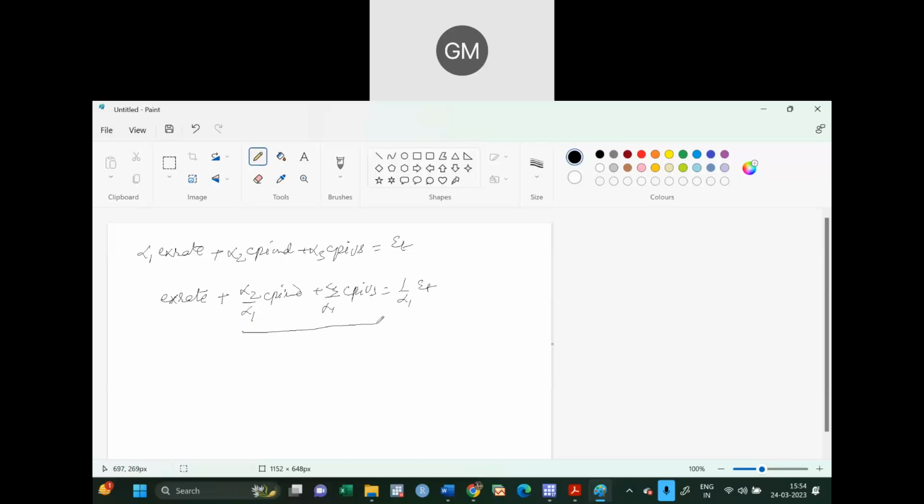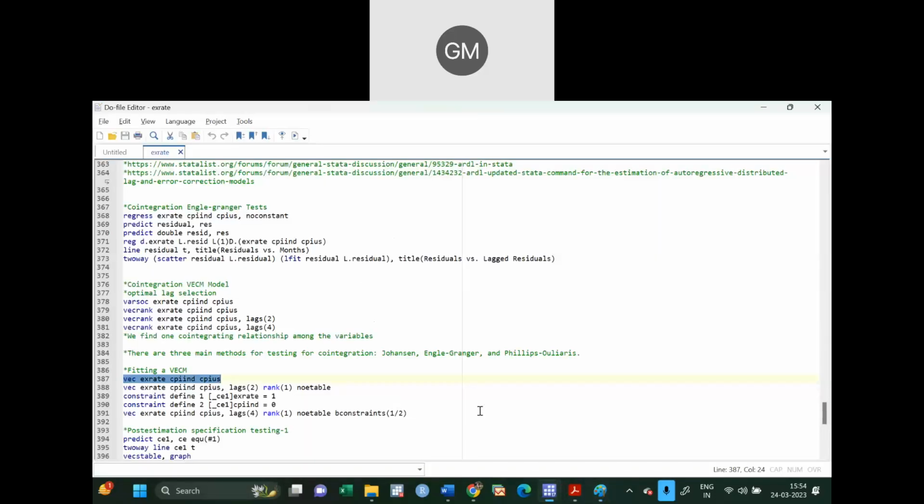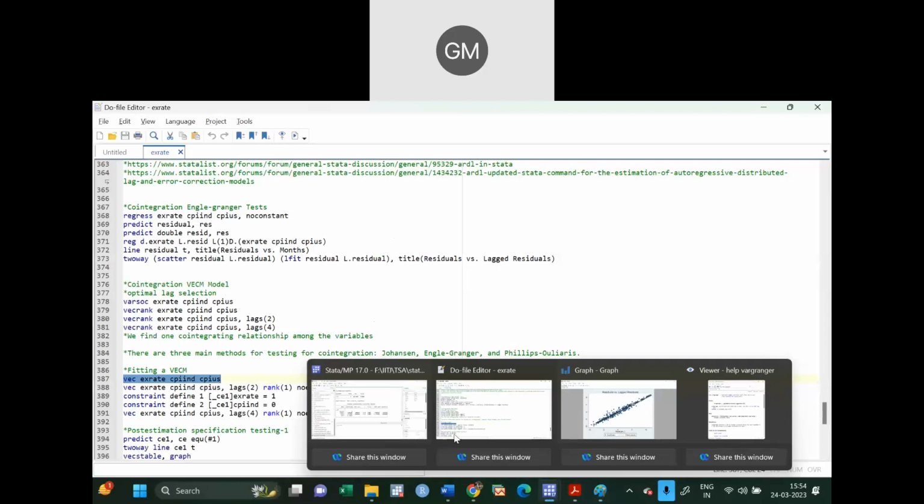You can take all of these variables to the right hand side to express the equation for the exchange rate as a function of CPI India and CPI US, if you are interested to estimate the equation for the exchange rate. So this is just the way of writing the equation, and we are interested in checking the stability of the error term. Okay.